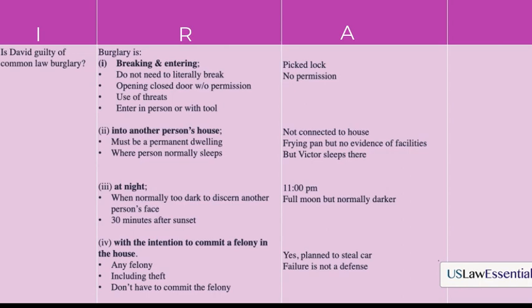The first element of burglary is breaking and entering. Well, what did David do? Well, he picked a lock to get into the shed, and he certainly didn't have permission. So that looks like breaking and entering under the rule.